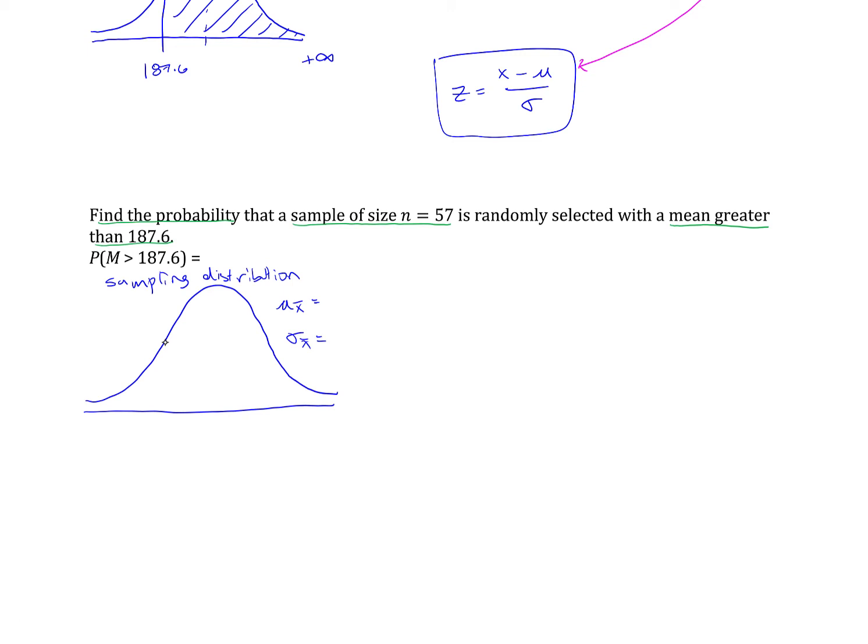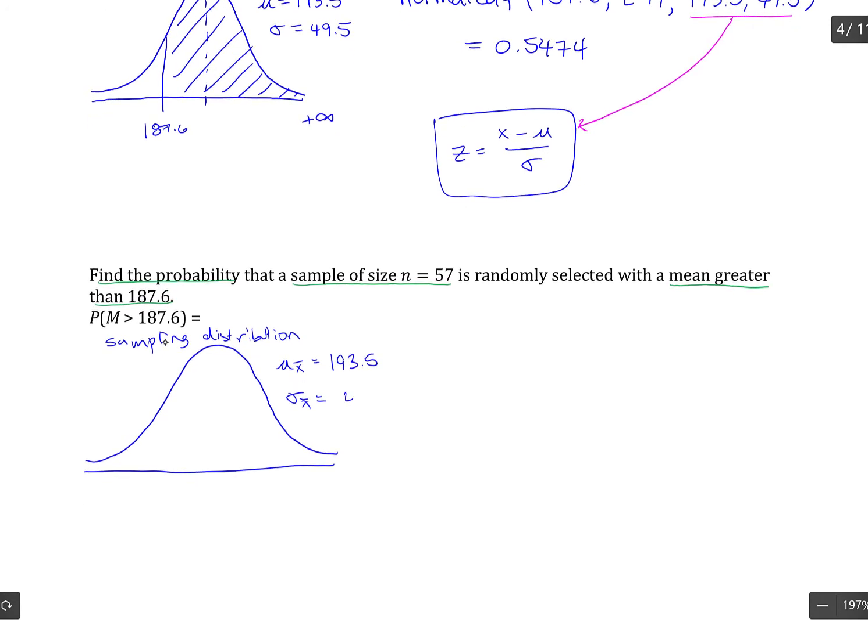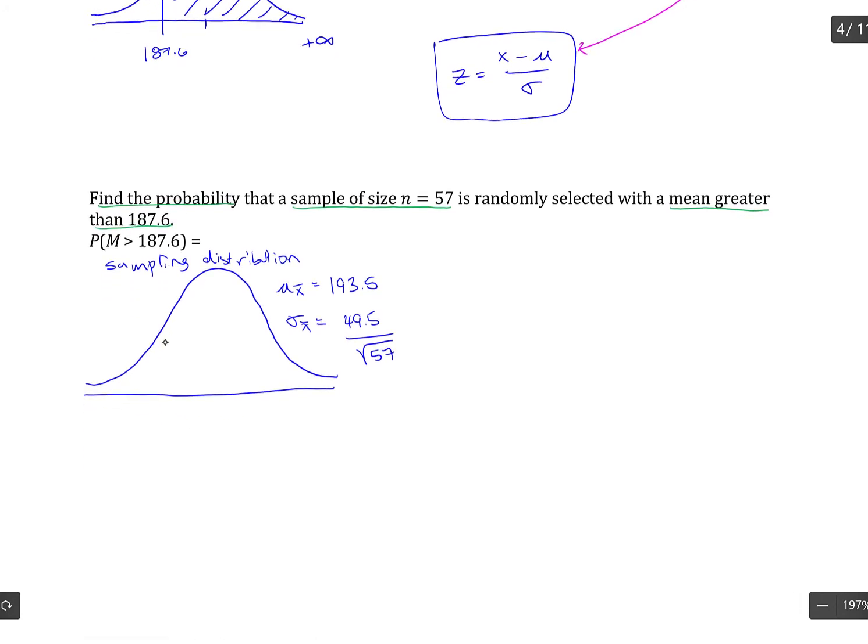Well, the mean of a sampling distribution is just equal to the population mean, so still it's 193.5. But the standard deviation is the original population standard deviation divided by the square root of the sample size that I'm working with. The mean is still located in the center because this is a normal distribution, which is symmetric. 187.6, that value in question, is somewhere to the left. And I'm still shading to the right because I want values that are greater than that.